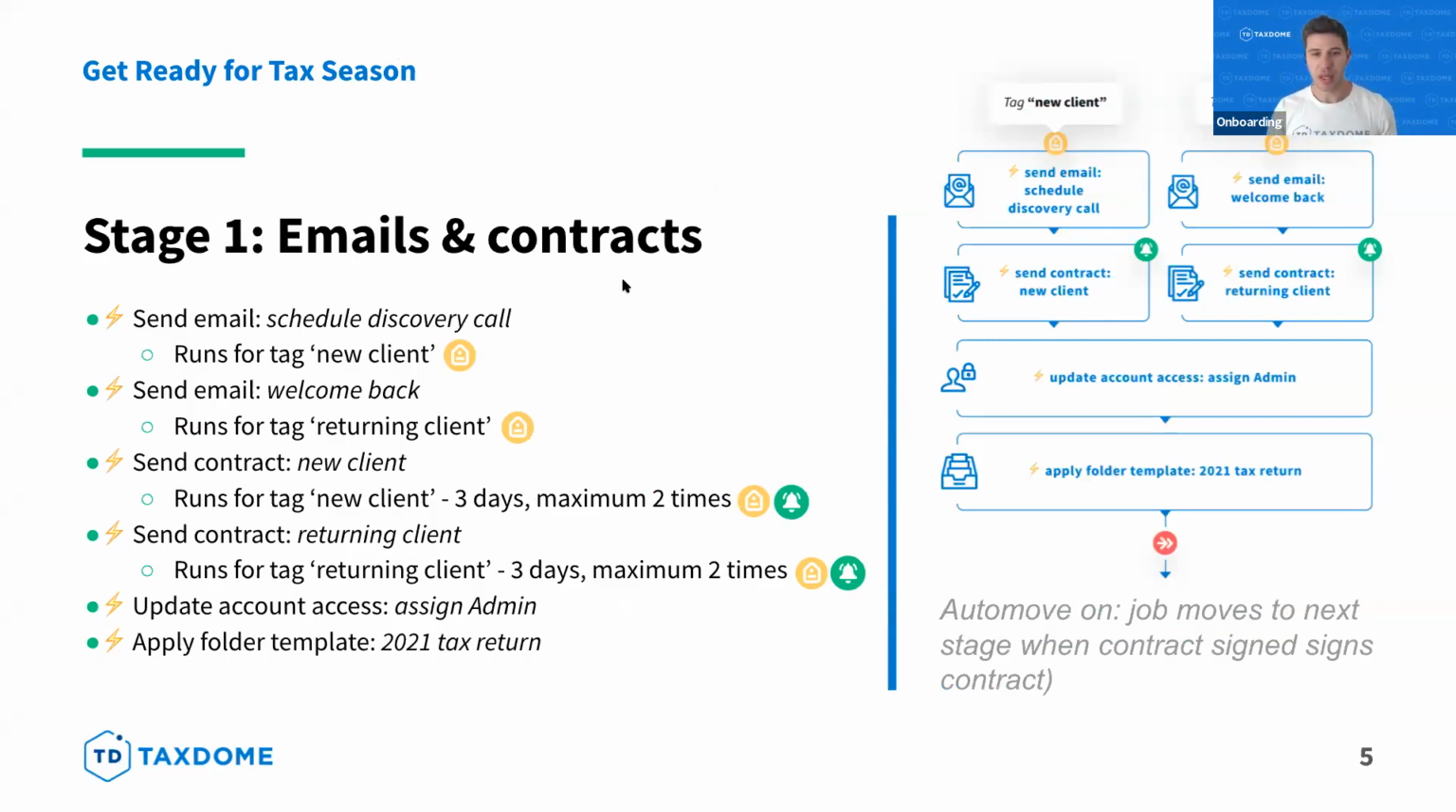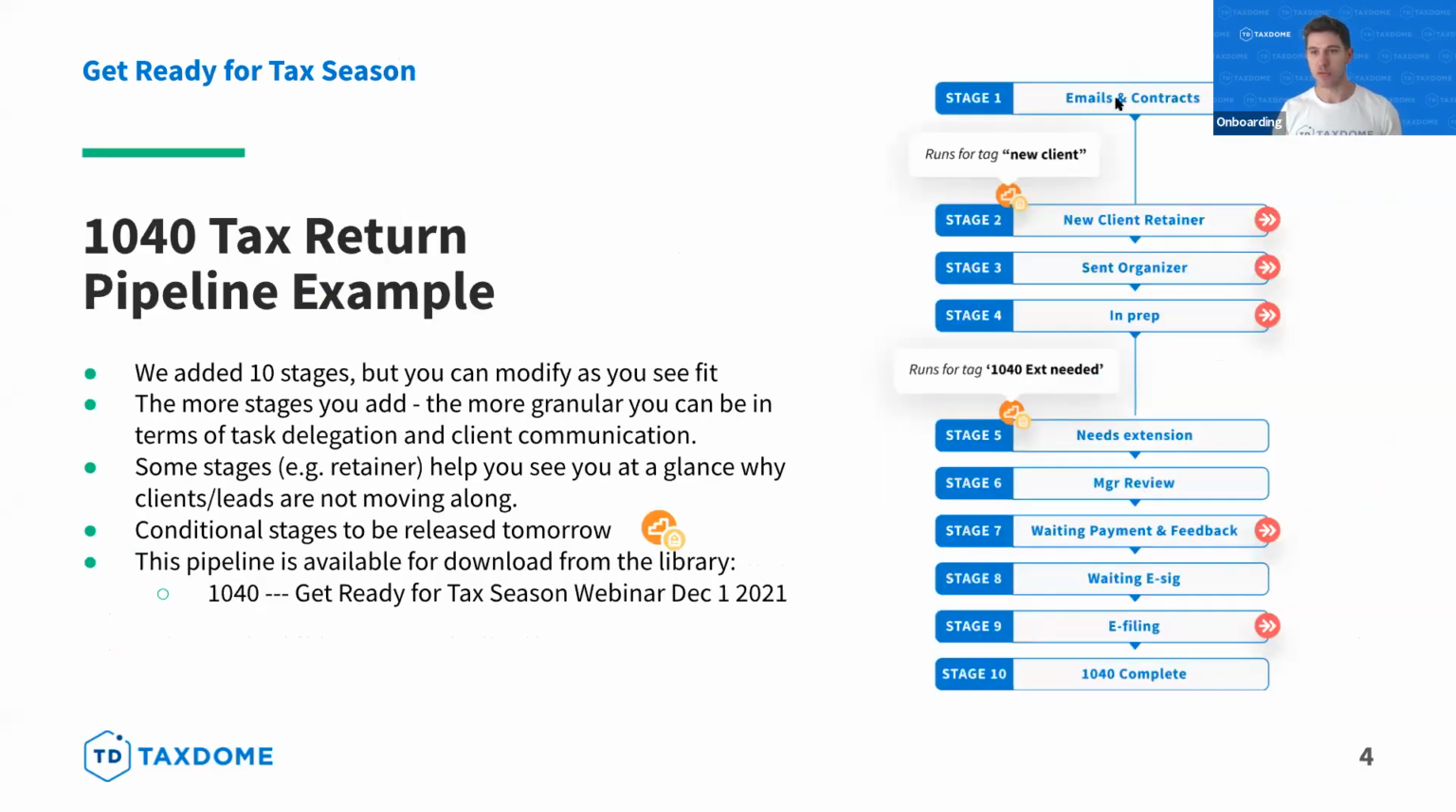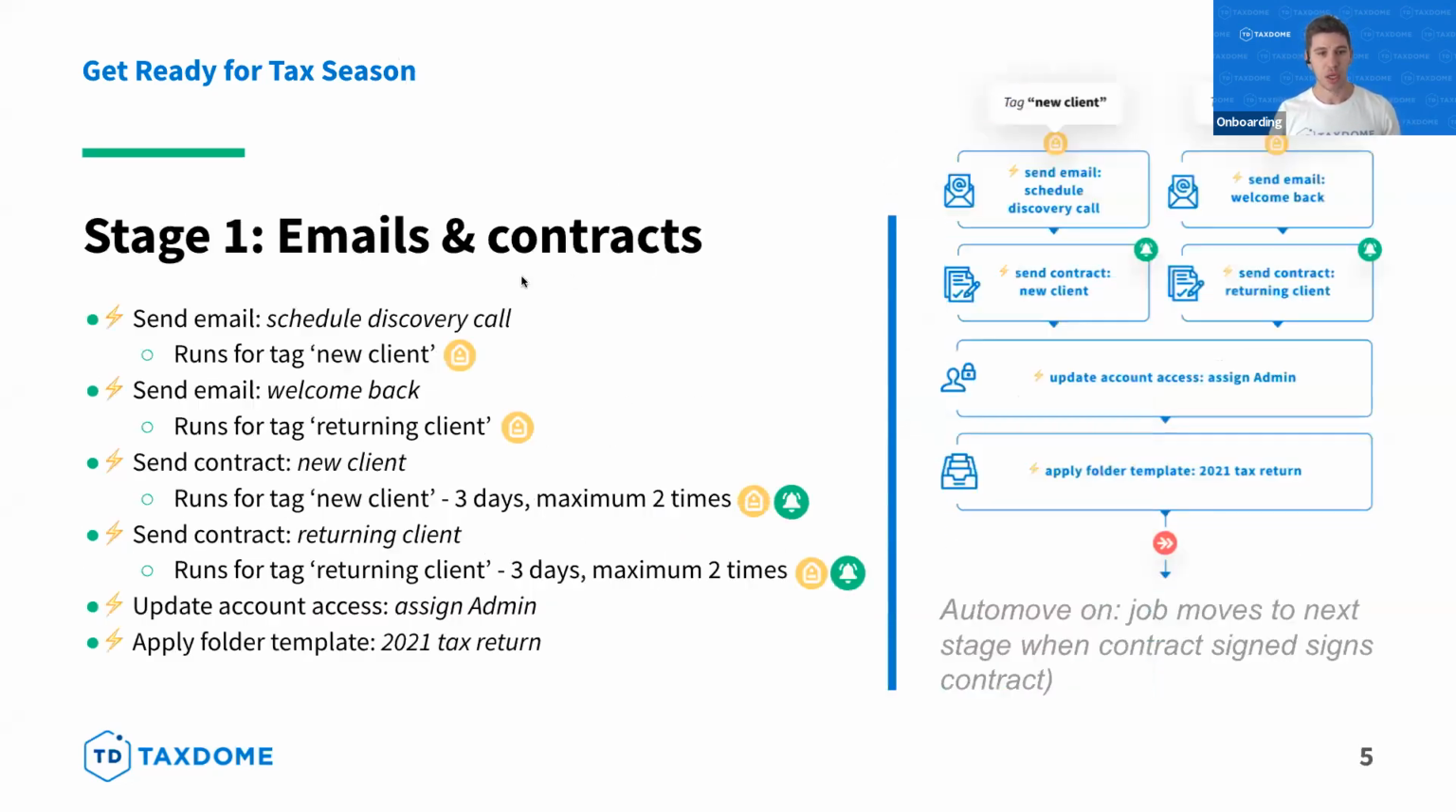Okay, so in this sample pipeline, you'll notice the first stage is called emails and contracts. And if we go back to the prior stage here, this is the first stage you see here. Now you'll notice auto move is on. So as soon as the client completes what you need them to do, they're going to move to the next stage. So the first thing you're going to see, and again, this is in the template, is we have an email going out to your clients.